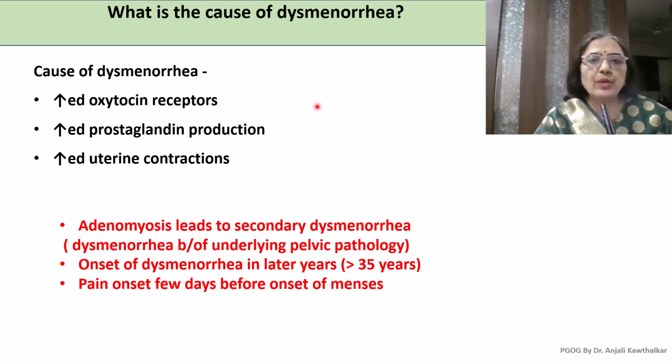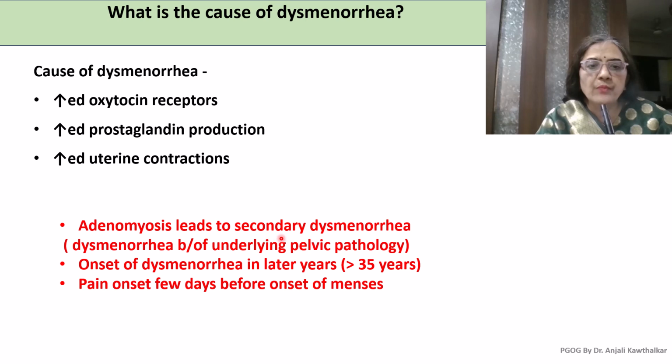Now, why is there dysmenorrhea in adenomyosis? There is an increase in oxytocin receptors in cases of adenomyosis. There is an increase in prostaglandin production, and it leads to increased uterine contractions, and that is why there is dysmenorrhea. It is a very typical presentation of adenomyosis, that there is a new onset dysmenorrhea. It leads to secondary dysmenorrhea.